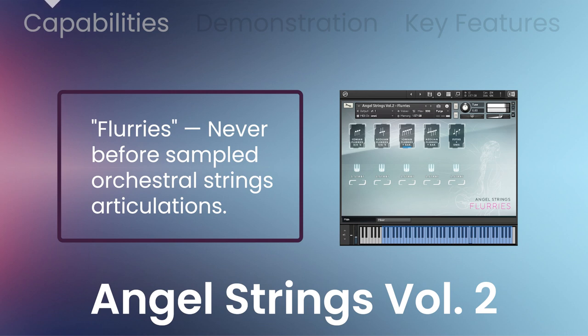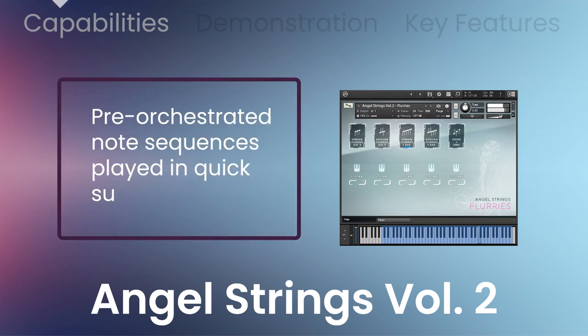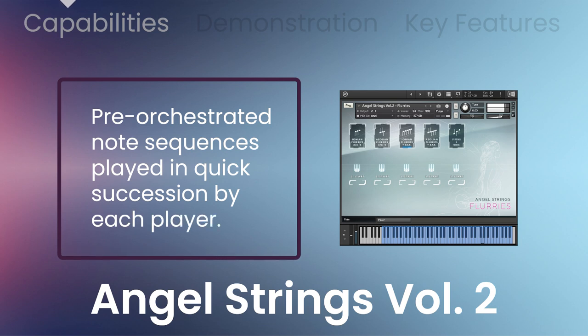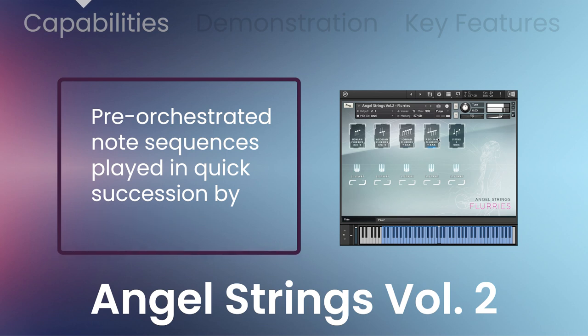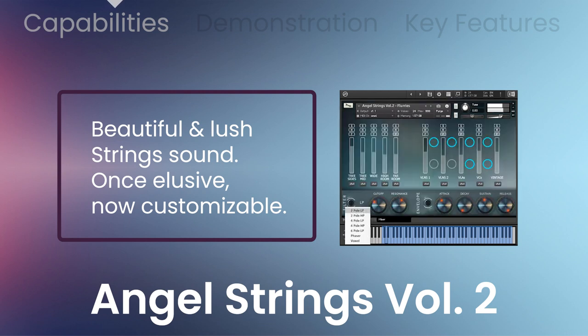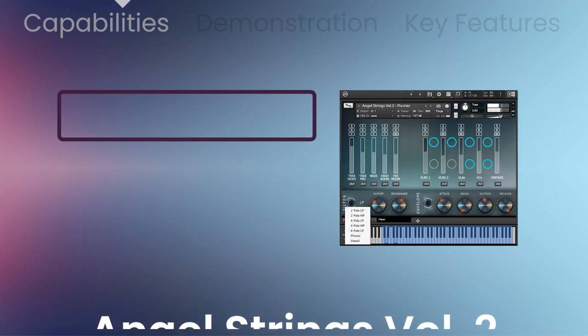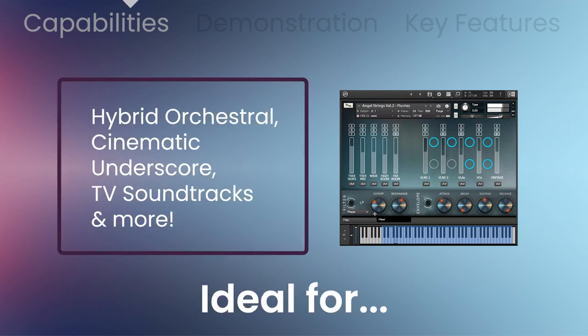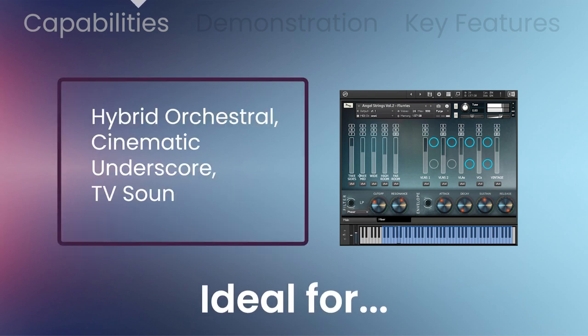Angel Strings Volume 2 includes various pre-orchestrated string flurries, specifically orchestrated sequences of notes played in quick succession by each player, creating a beautiful and lush string sound. This library gives the composer access to that once elusive texture and the ability to customize it to their music. It's ideal for hybrid orchestral music, epic trailer music, cinematic underscore, TV soundtracks, and more.